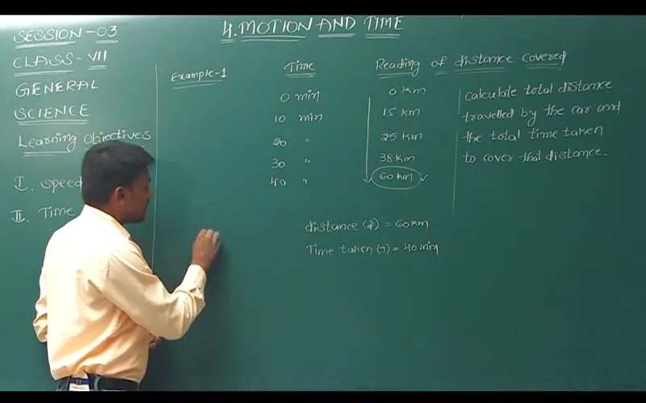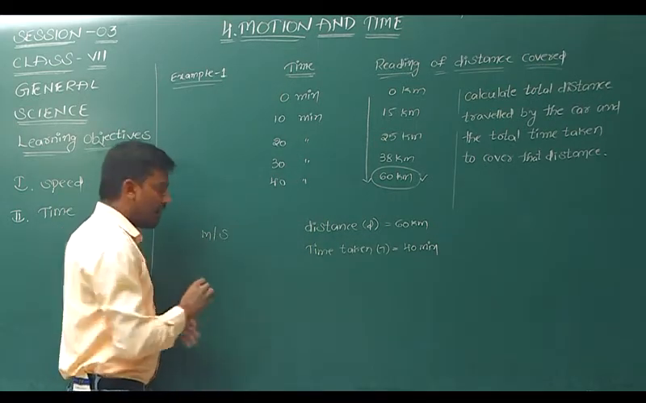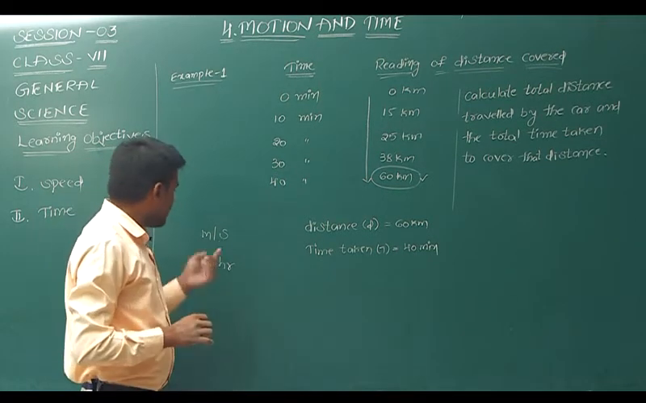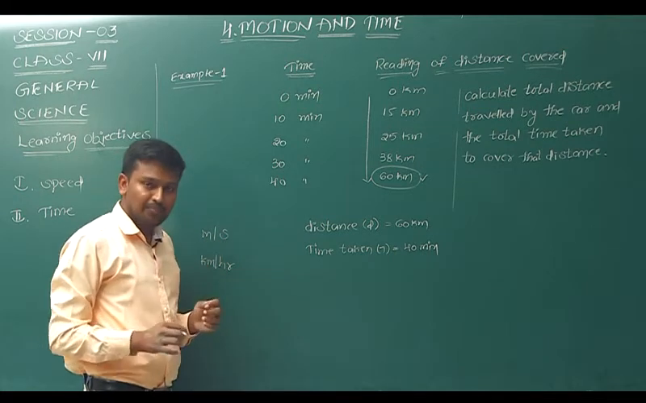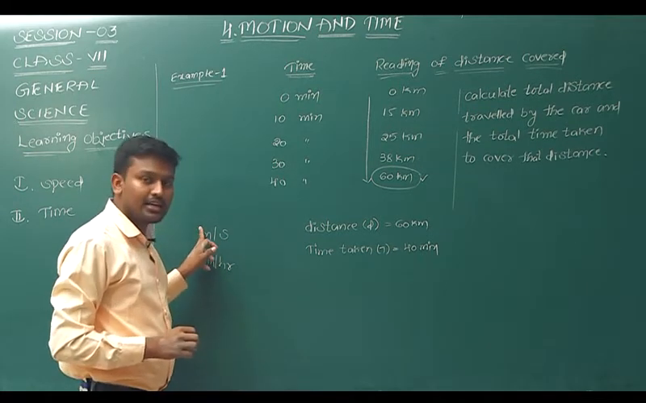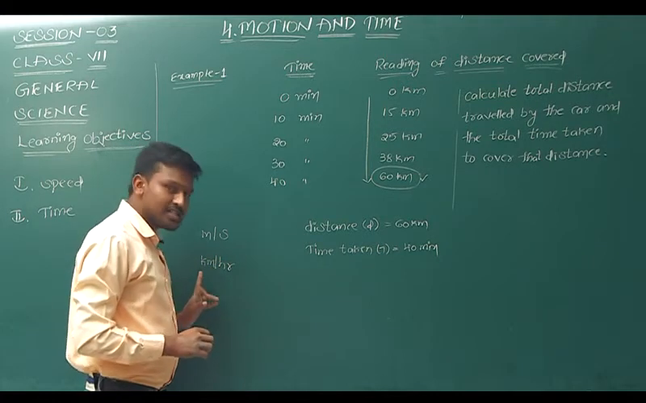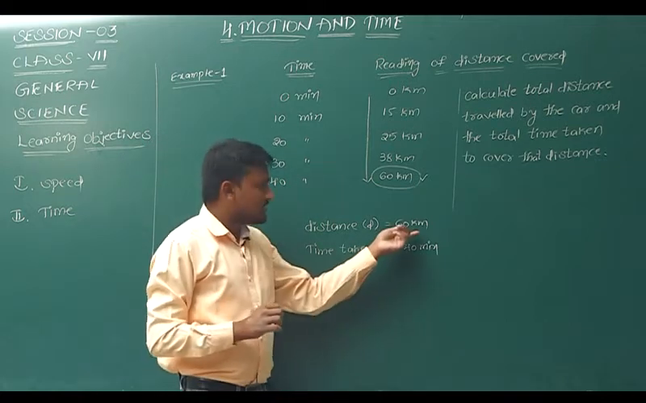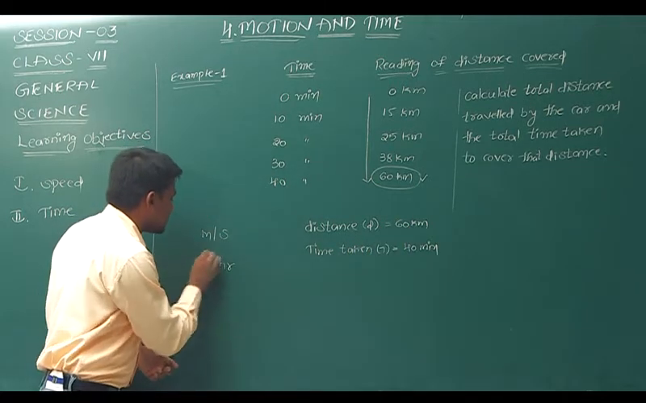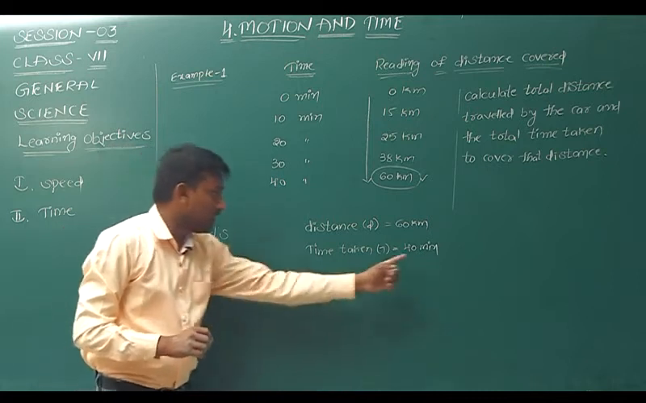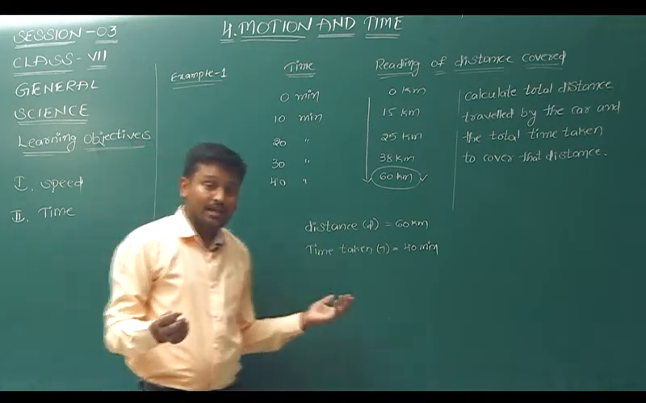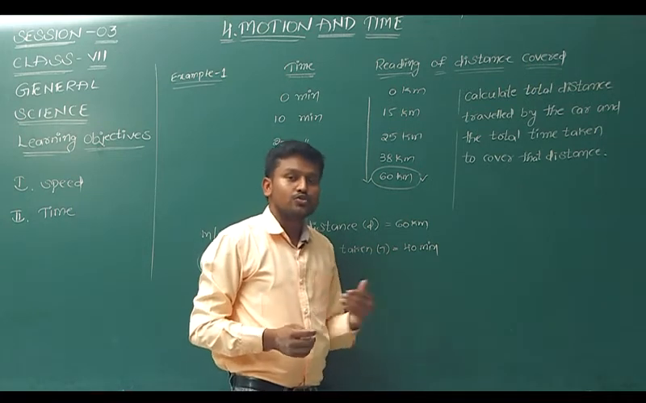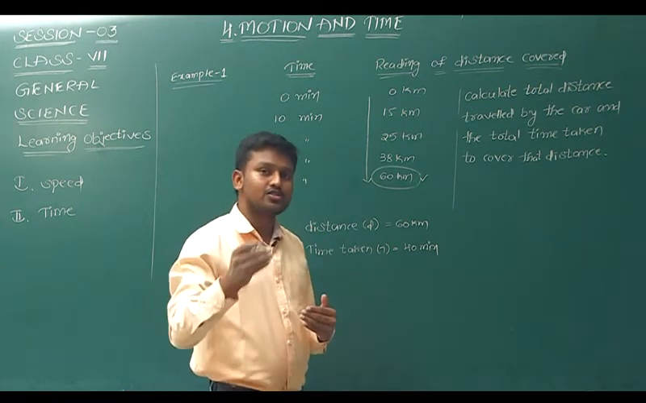We have seen the units of speed. What are the units of speed? Meter per second or kilometer per hour. So we can express speed in meter per second or kilometer per hour. If the distance is in meters, then time should be in seconds. If the distance is in kilometers, then time should be in hours. Here the distance is in kilometers, so the time should be in hours, but the time is not given in hours, it is given in minutes. So we have to convert 40 minutes into hours.